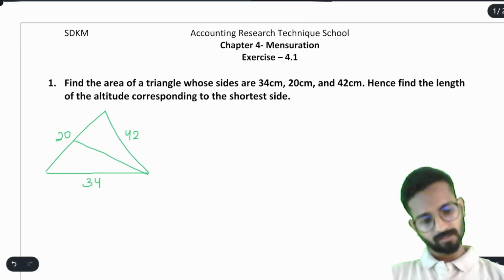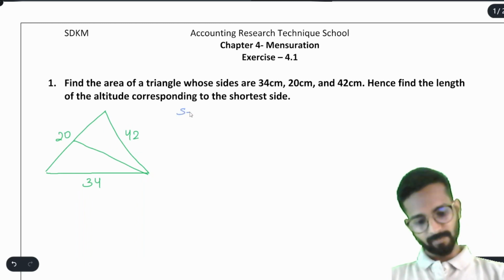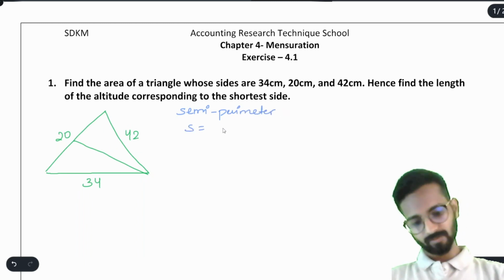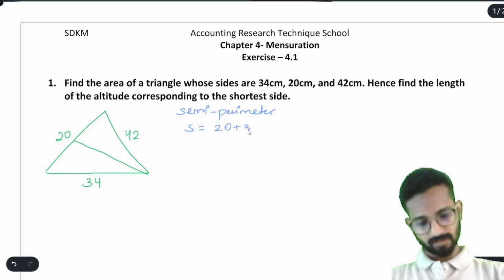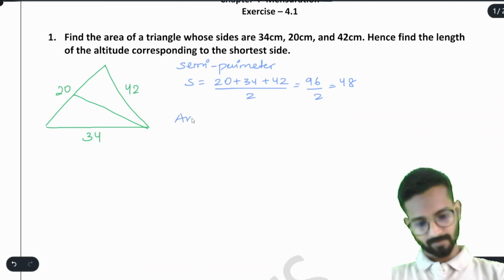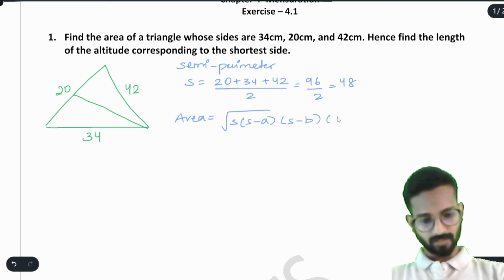First we will find the semi perimeter. How do we find semi perimeter? That is S is equal to 20 plus 34 plus 42 divided by 2, that is 96 by 2, that is 48. S we have already found. Now what will we find? We have to find out the area, that is area is equal to root of S into S minus A, S minus B and S minus C.